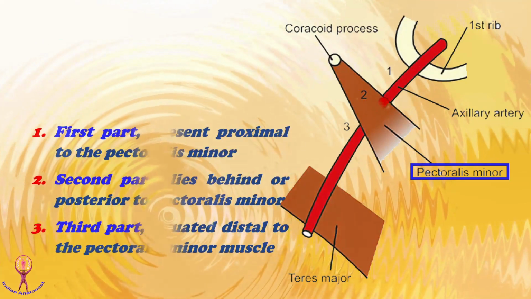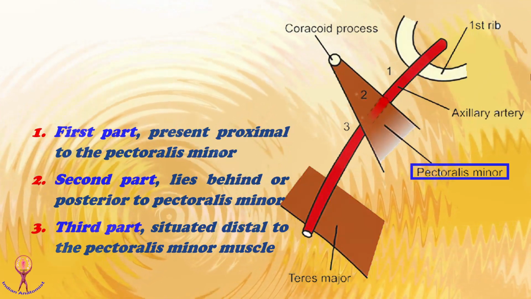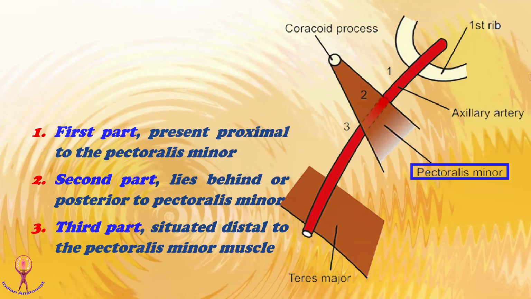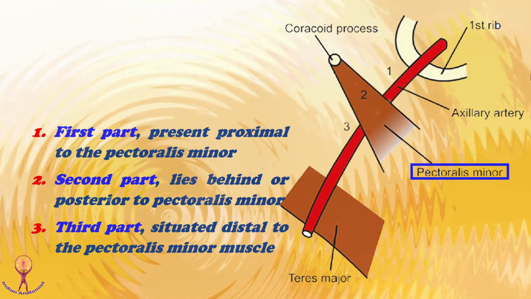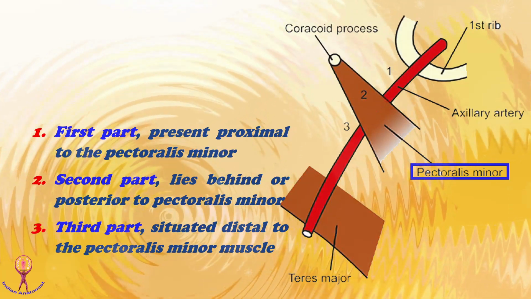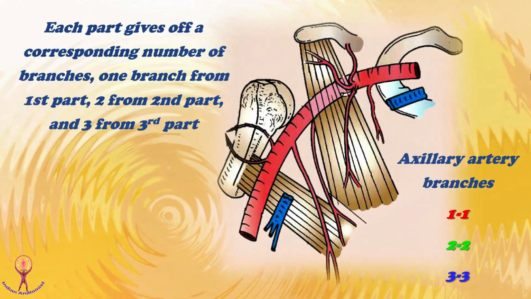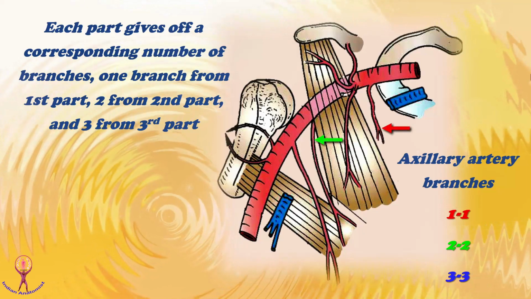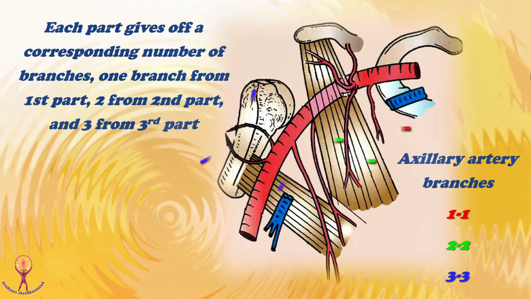That is, number 1, the first part, present proximal to the pectoralis minor. Number 2, the second part, lies behind or posterior to the pectoralis minor. And number 3 is the third part, situated distal to the pectoralis minor muscle. Each part gives an unequal number of branches, namely 1 from the first part, 2 from the second part, and 3 from the third part.